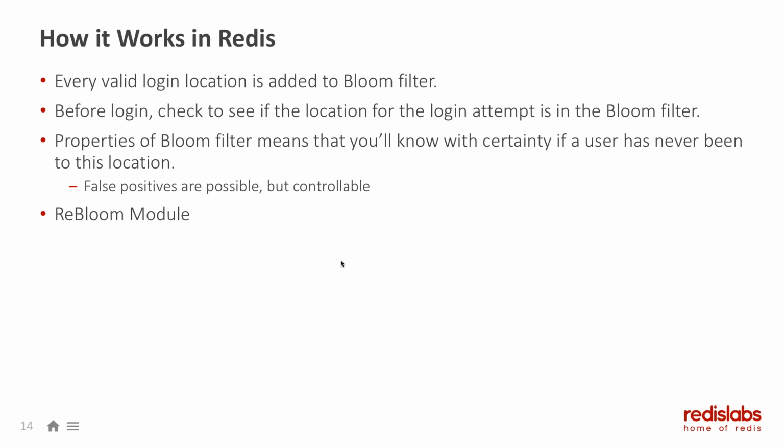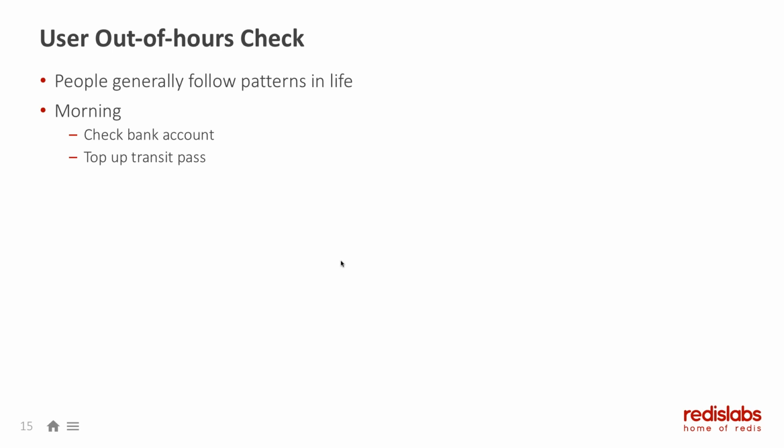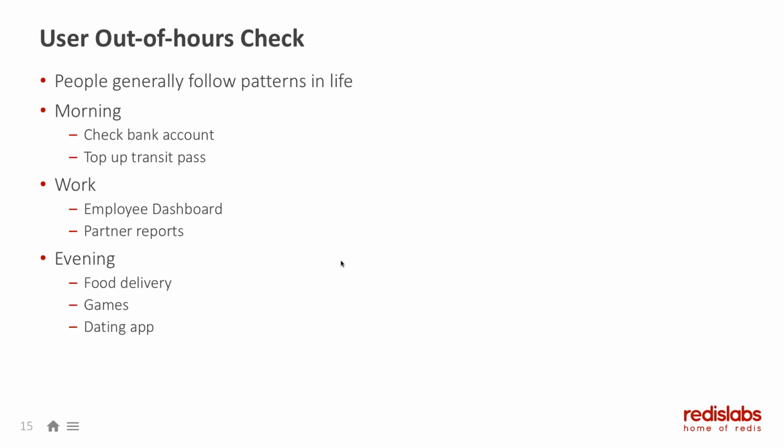So then the other thing we're going to do in this next demo is an out of hours check. Out of hours basically says, you know, people follow these general patterns in life. Like in your morning, you may check your bank account, you may top up your transit pass, things along those lines. From work, you may look at employee dashboards and partner reports, that sort of thing. And in the evening, you'd look at food delivery, games, and dating apps. So each one of these different services, as an example, would say, okay, it's unusual for you to, for example, check your bank account or top up your transit pass in the evening. That's not your normal pattern, right? So we're going to show a very simple pattern matching. And again, this is a coarse example in that we're just looking at this from a perspective of what I can show you in a few minute demo.